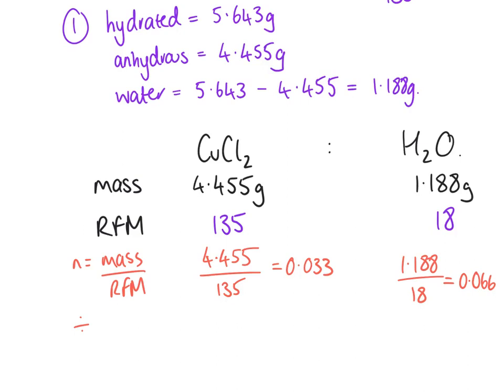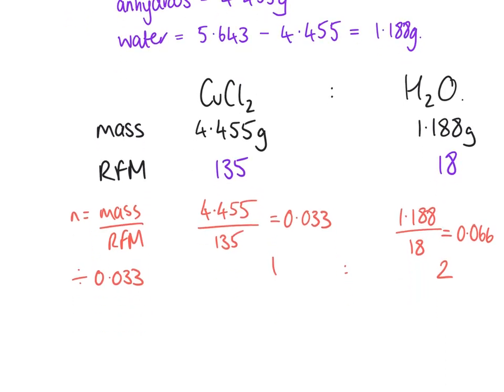Next step, divide through by your smallest number of moles. In this case, and will be in every case, it will be the moles of your anhydrous salt. So you're dividing both numbers by 0.033. What ratio does that give you? 1 to 2. Okay, so you can write your formula simply as CuCl2 dot 2H2O. And the question actually asks you what is the value of X, so you would simply write X is equal to 2. X is the number of waters.